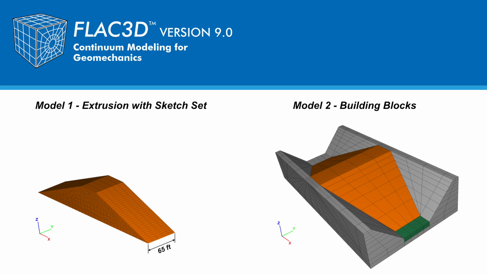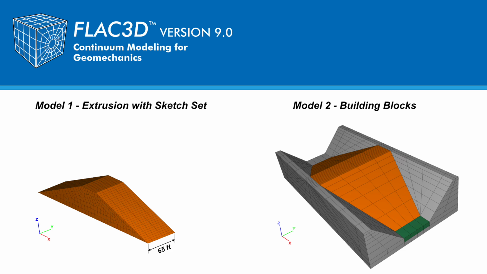In the first of the 3 tutorial videos, the command script in FLAC2D was modified for FLAC3D, and a numerical mesh that includes a 65-foot width of the embankment was used. The numerical mesh of this model, Model 1, was developed with extrusion with sketch set. In this second video of 3, the steps to develop the numerical mesh of the more complex geometry to the right using building blocks will be presented. The numerical mesh for this model, Model 2, will include the embankment with the rock abutments.